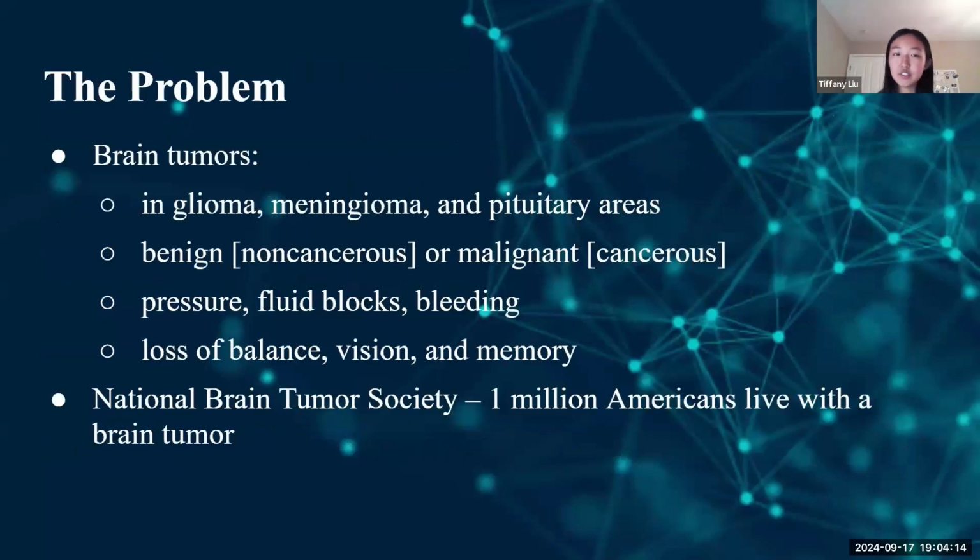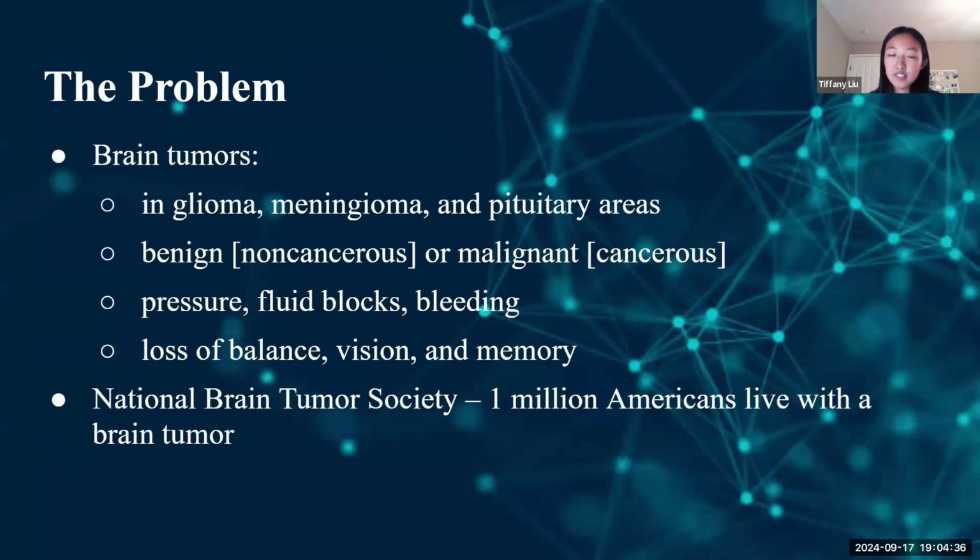So for a quick introduction, brain tumors are the uncontrollable growth of cells that form an abnormal mass of tissue appearing in the glioma, meningioma, and pituitary areas of the brain, and they can be either benign, being non-cancerous, or malignant, being cancerous. They also come along with a lot of symptoms, including fluid blocks, brain pressure, internal bleeding, and loss of balance, vision, and memory.